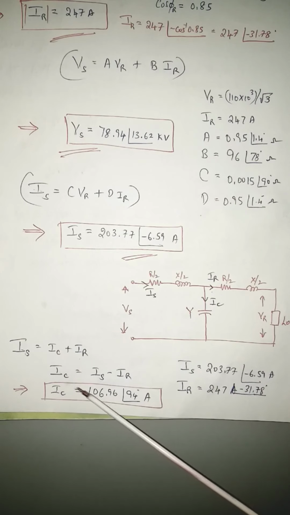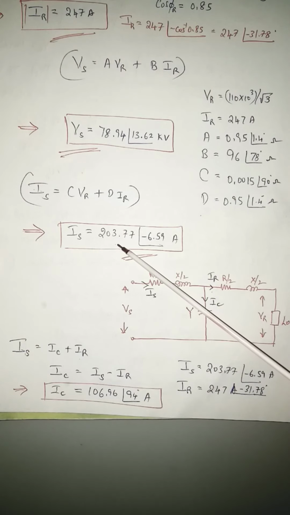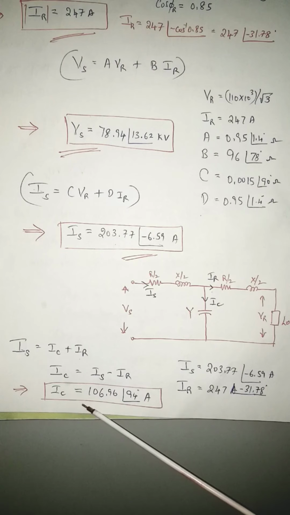Charging current IC is given by IS minus IR. Already I have IS here and I have IR. So if you see IS is written as 203.77 at an angle minus 6.59. This is IR value. Subtract them, you will be getting charging current.